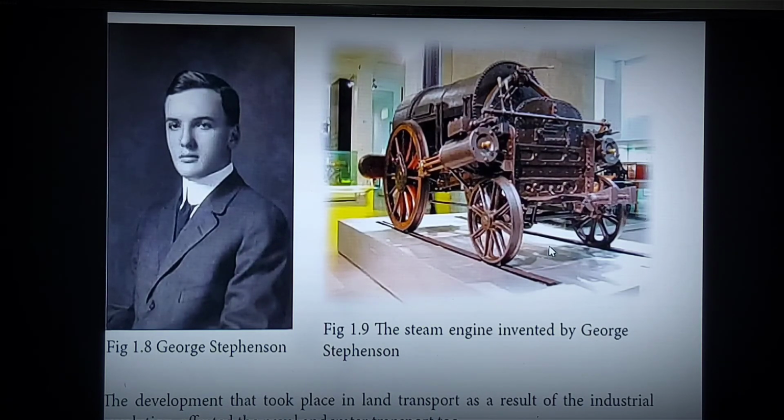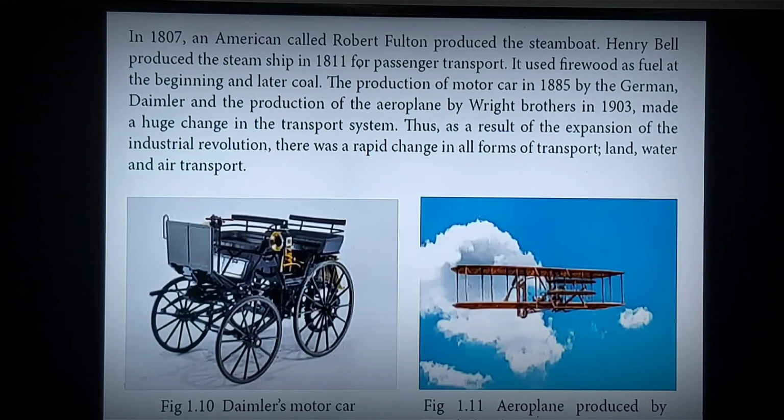The development that took place in land transport as a result of the Industrial Revolution affected naval and water transport too. In 1807, an American called Robert Fulton produced the steamboat. Henry Bell produced the steamship in 1811 for passenger transport. It used firewood as fuel at the beginning.